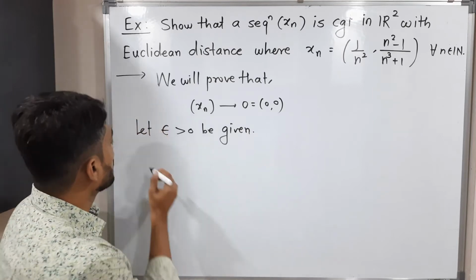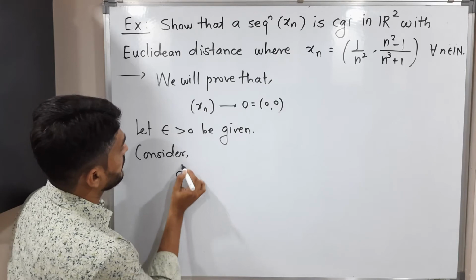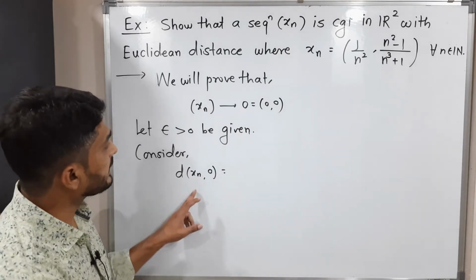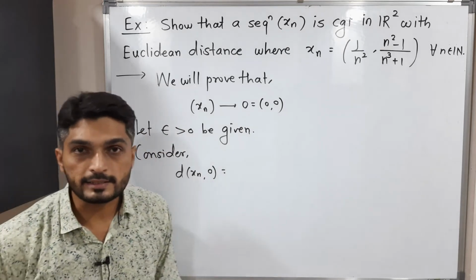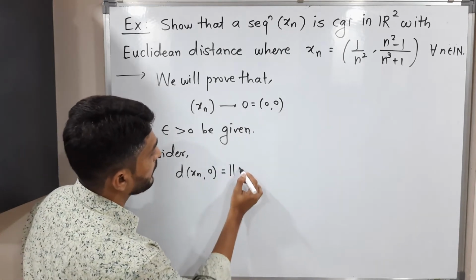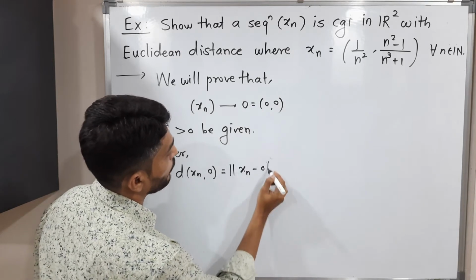So consider the distance between xn and 0. Here we have clearly mentioned this is a Euclidean distance. You know how to find it: with the help of the norm. So norm of xn minus 0, right? So let me write here. Yes, the norm is over here.